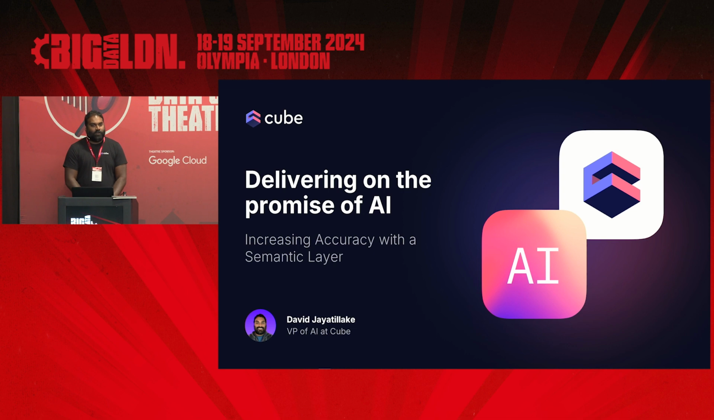And for those of you who don't know me, my name's David Jayatillake. I am VP of AI at Cube. Before I was at Cube, I ran a startup called Delphi Labs. What we built at Delphi Labs was an AI interface to semantic layers. And so Cube was one of the semantic layers we integrated with, became very good partners with us, and that's how we ended up joining Cube.